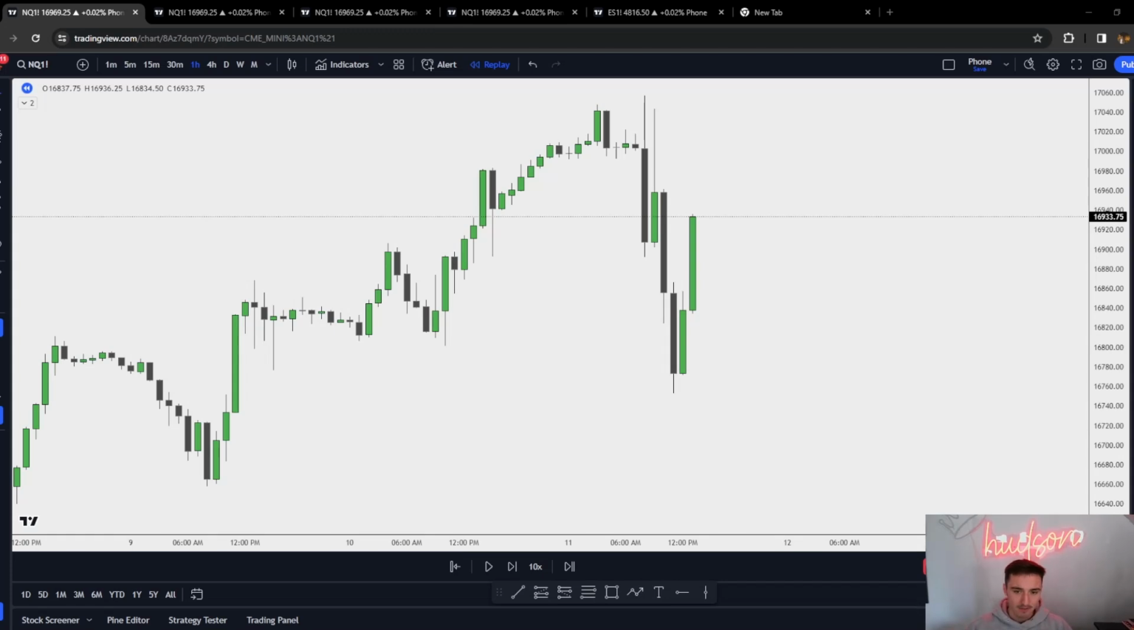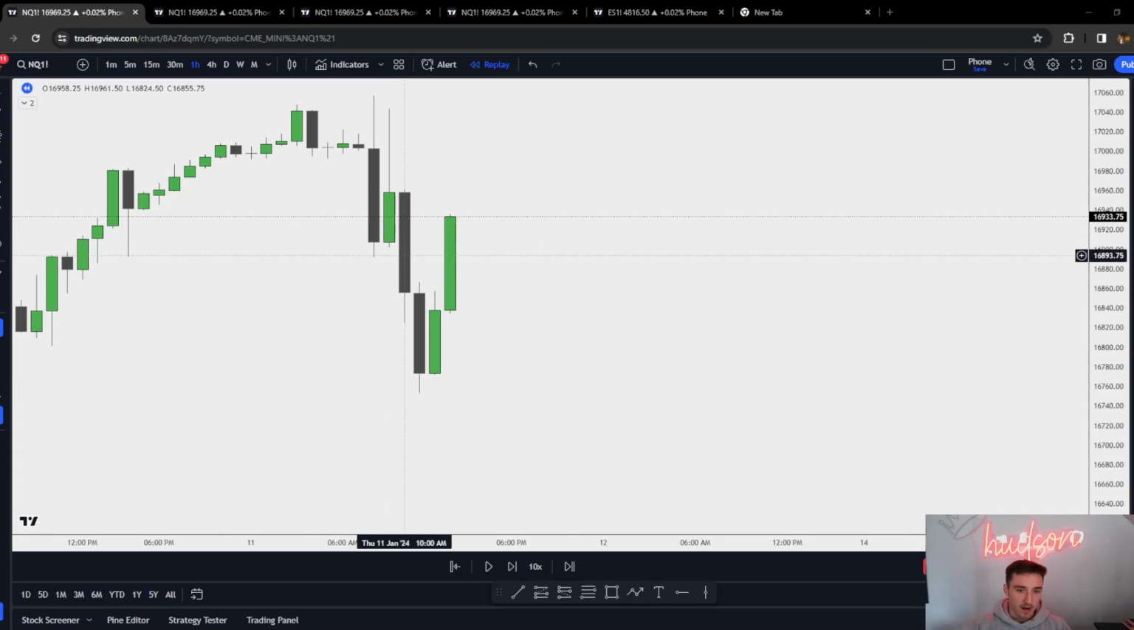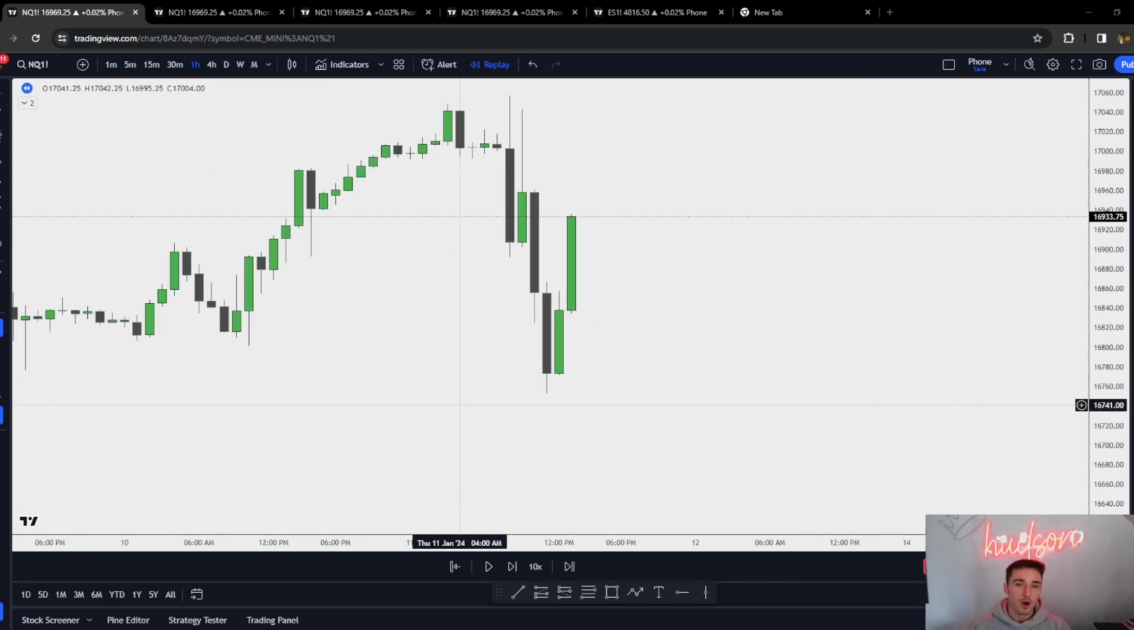So what is an inverse fair value gap? An inverse fair value gap is a fair value gap that gets ran through and then will be supported as price goes in the opposing direction. So right here we see we have a bearish fair value gap. If we run through that, it is then called an inverse. So I'm going to show you how exactly to find higher probability inverse fair value gaps.